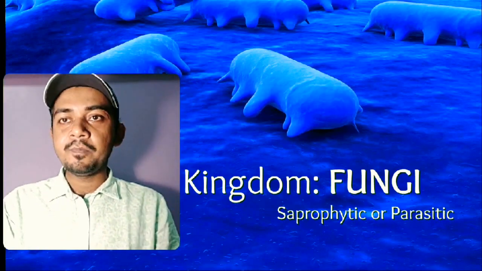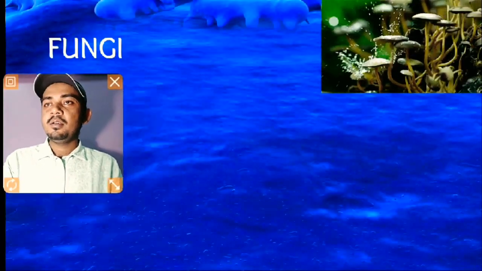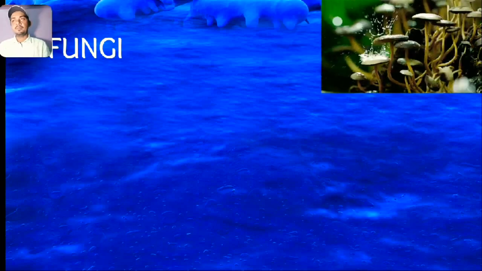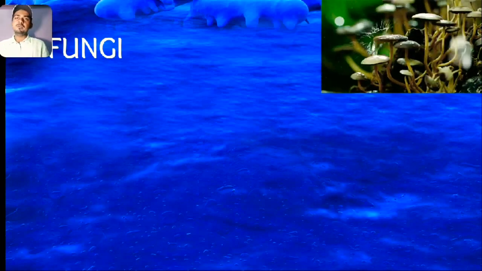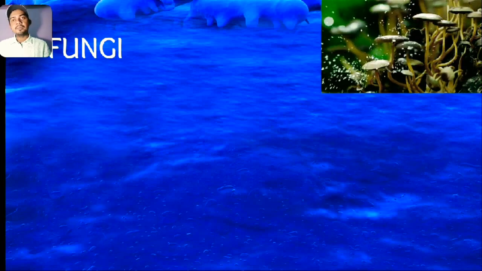So let us start. First of all, we will see the general characteristics of the kingdom Fungi. Here is a very beautiful image, my dear students, of raindrops falling on a colony of fungi.